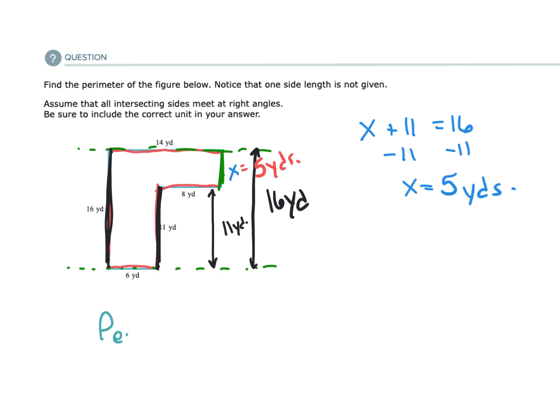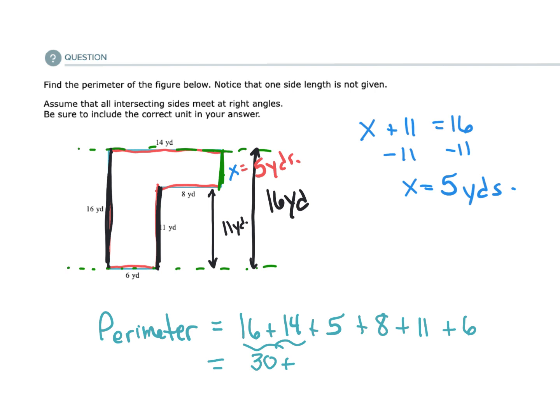So the last step, since we're trying to find the perimeter, now we'll just add up all those sides. So 16 plus 14 for the top, plus 5, this new one I know, plus 8, the one that goes back to it, 11, which is the one that goes down, and 6, the one that goes across. So if I add all these up, you could use a calculator. I'll just add them by hand. So I have 30, and then I have 13, and then I have 17. So that's going to be 30 plus 30. So this is 60 yards.